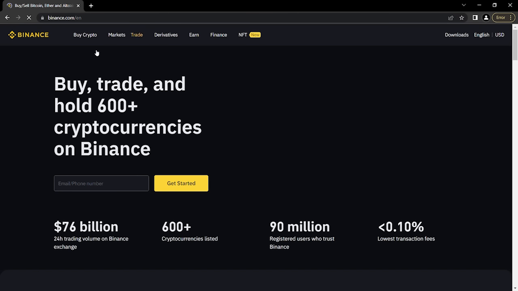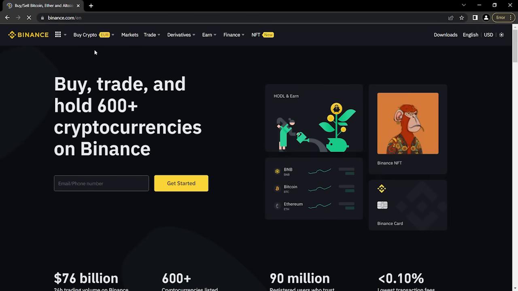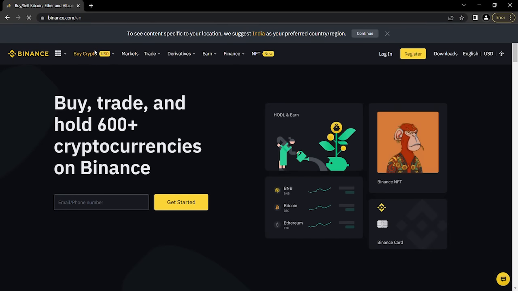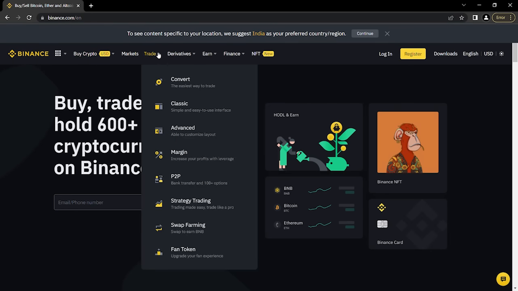At Binance, we have multiple trading options. Convert your crypto, the easiest and simplest way to trade. Also have classic and advanced options for trading. Also below are more options, margin, to increase your profit with leverage.